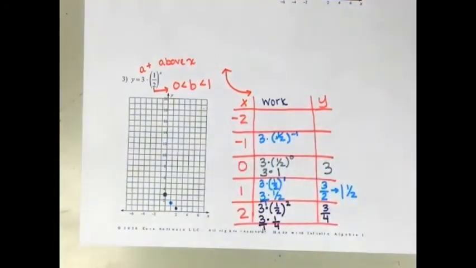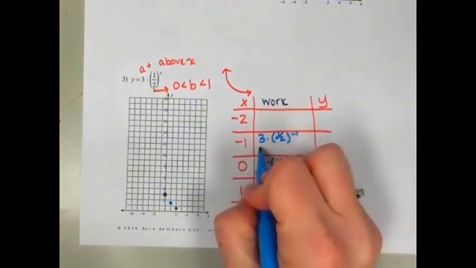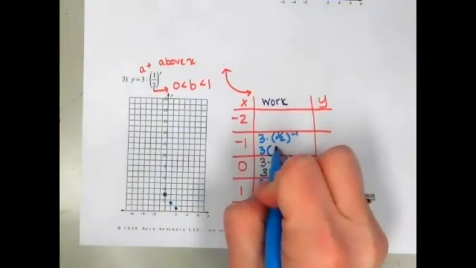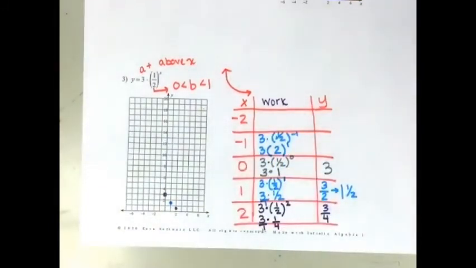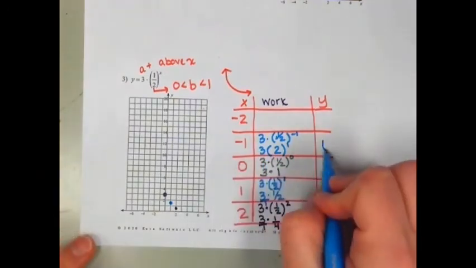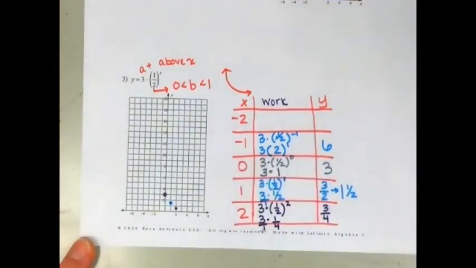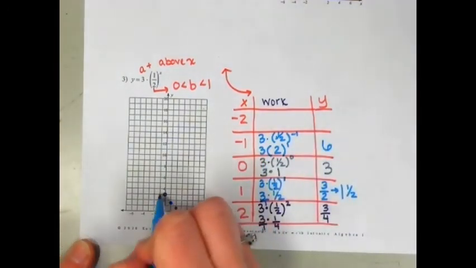Ooh, can you have negative exponents? No, so what do you do with that fraction? You flip it. So this is just going to be 3 times 2 to the 1st power, right? Because 2 over 1 is just 2, right? What's 2 to the 1st power? 2. And what's 3 times 2? 6. So can you graph -1, 6?